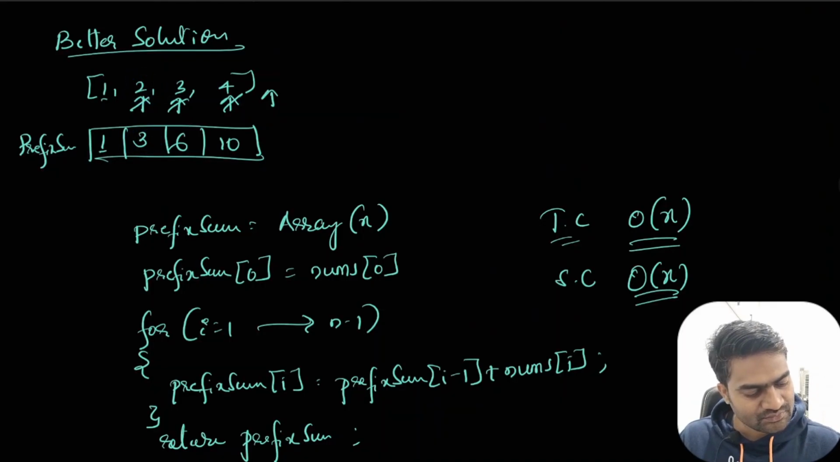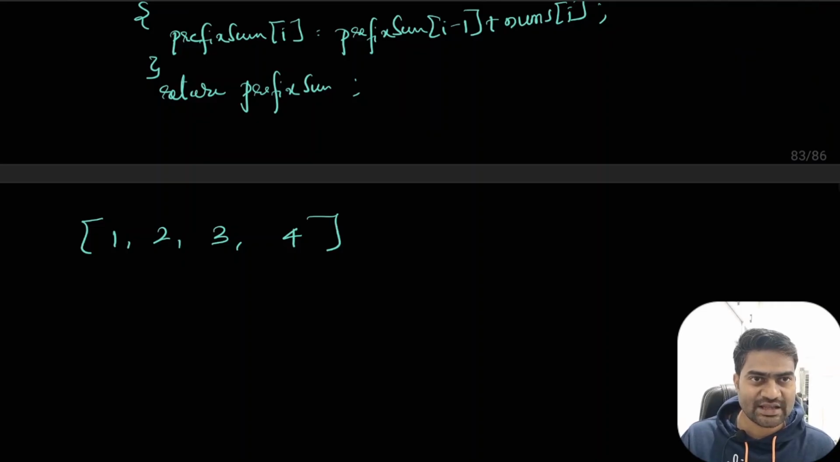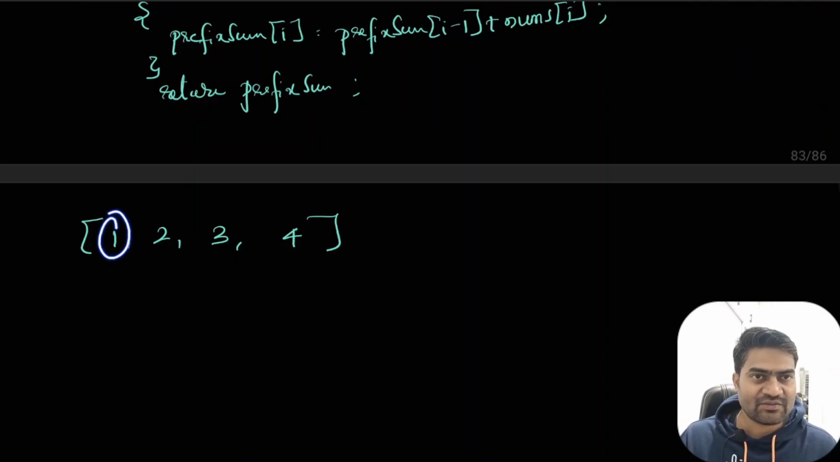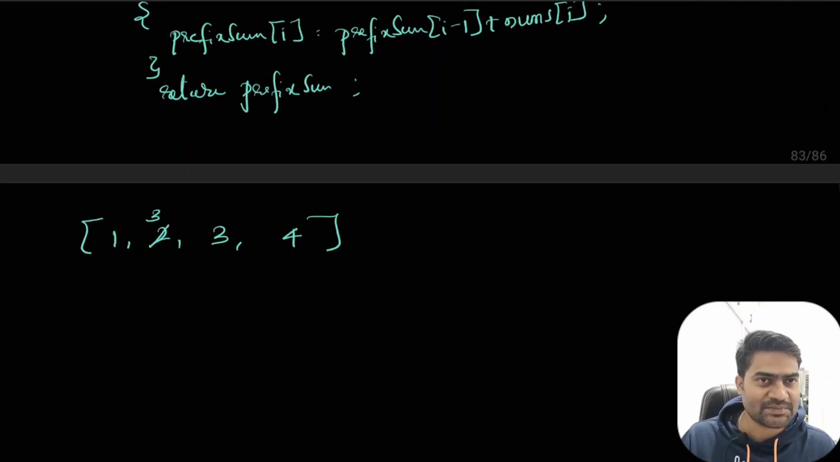So now let us see. I have this 1, 2, 3 and 4. This is my array, correct? Now this one we don't touch because nothing is before that. Now if I want to get the running sum at this particular point, I will add previous number with this number because this is the prefix sum for this particular number. Now what is the sum? 3, correct? Now what I will do, I will update this with 3.